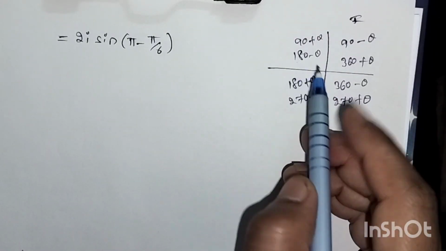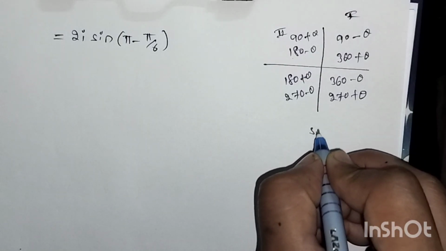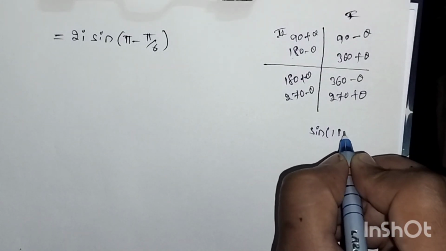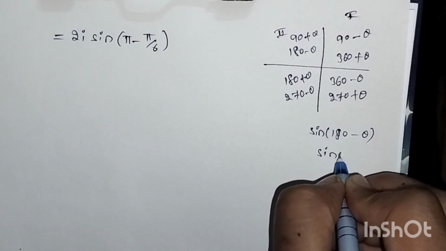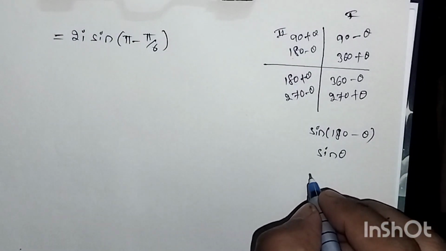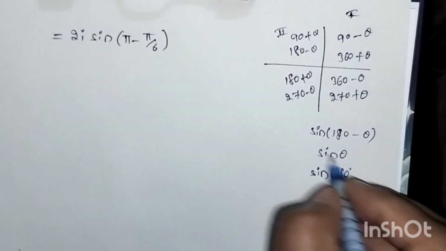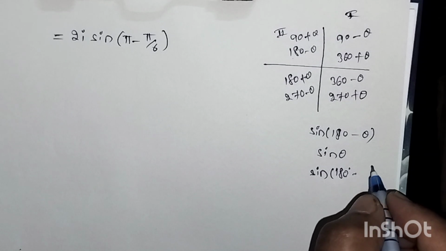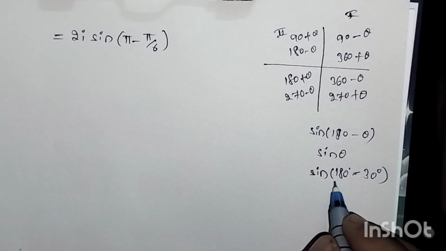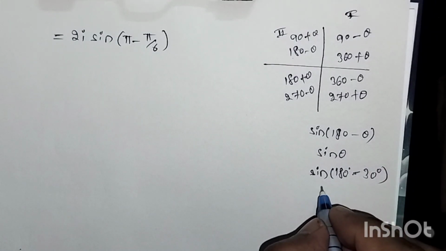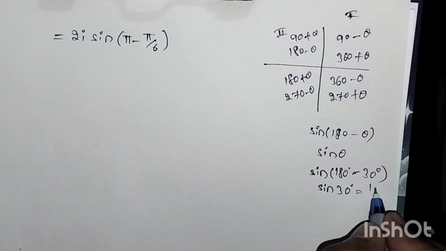So where is sin theta? It is in the second quadrant. Sin of 180 minus theta is again sin theta. Here pi is 180, theta is pi by 6, and pi by 6 means 30 degrees. So sin of 180 minus theta is sin theta. Here theta is 30 degrees, so sin 30 degrees is 1/2.